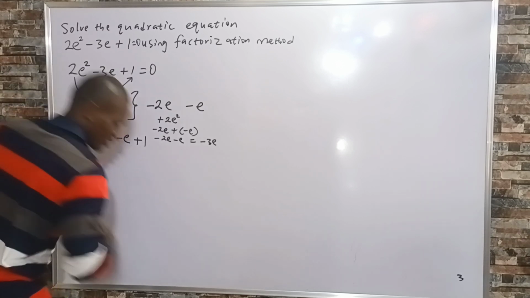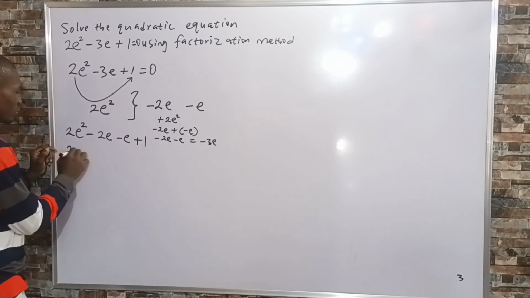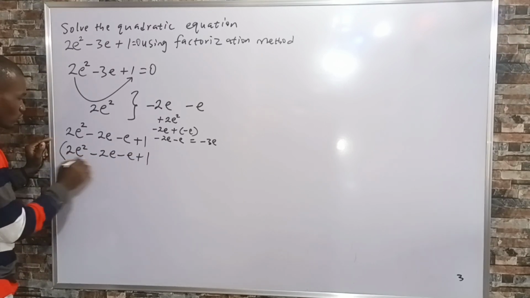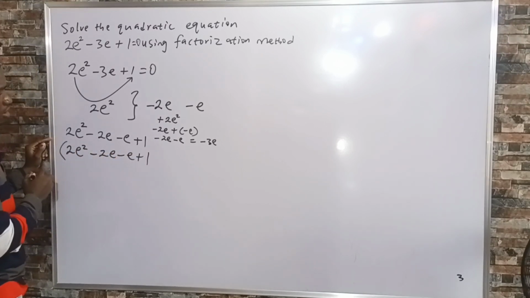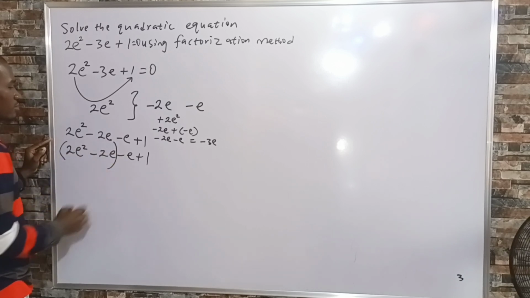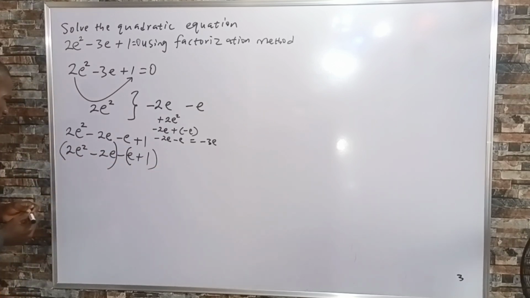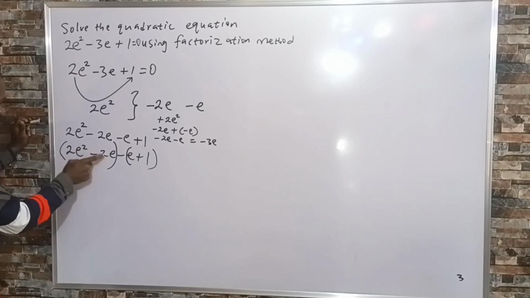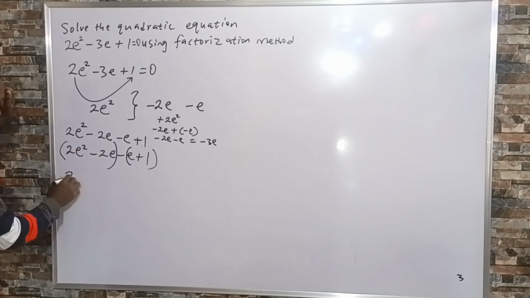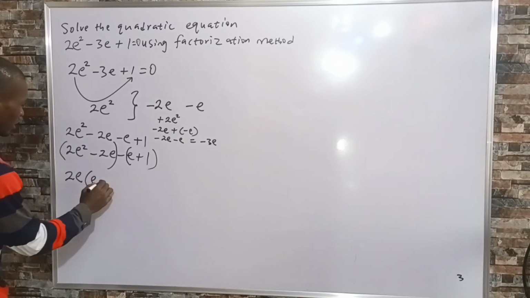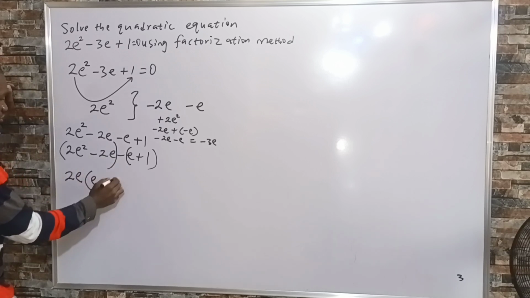All right, then the next thing is this. I'm going to group it in twos. Grouping it in twos means I will group two numbers, this and this. Then I will also group this and this. That's grouping it in twos. Then let me go ahead and factorize. What is common in 2e squared and minus 2e here? What is common is 2 and e. Because 2e divides 2e squared, we are left with a single e. Then minus 2e divided by 2e is going to be 1.